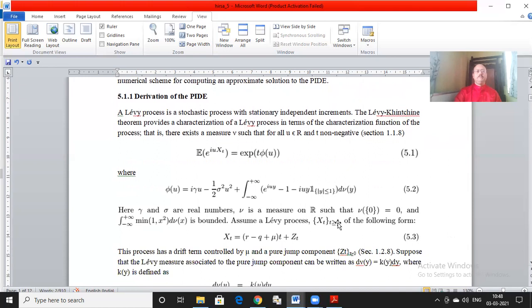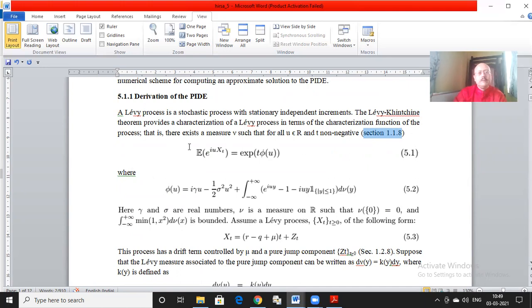Okay, so let us go back a little bit and start from the basic equations, generating equations. So as we have discussed in chapter 1, section 1.1.8, if you recall, a Levy process is a stochastic process with stationary independent increments. And we have this Levy-Khinchin theorem, which characterizes the Levy process in terms of an explicit characteristic function.